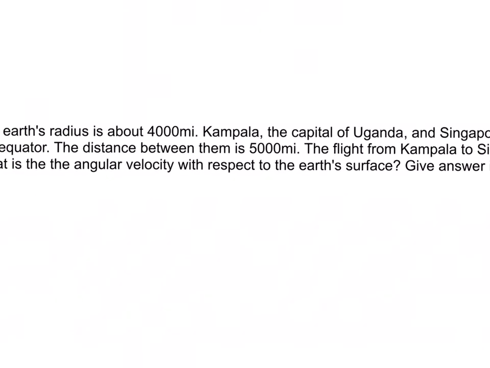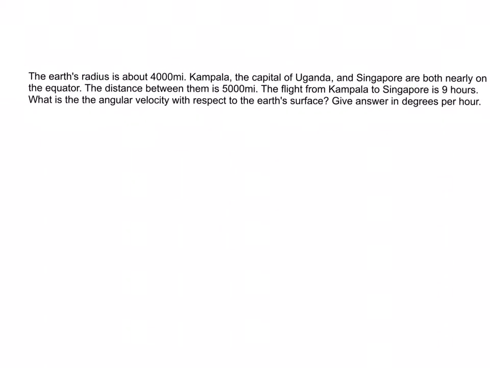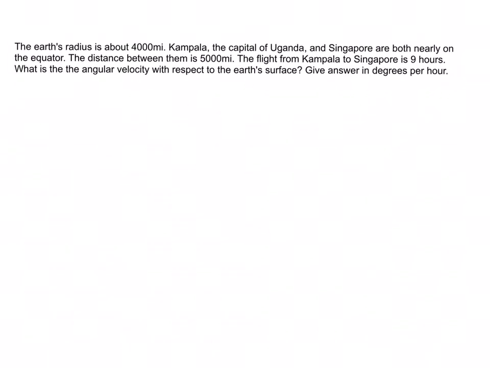Today we got this problem. It says the Earth's radius is about 4,000 miles. Kampala, the capital of Uganda, and Singapore are both nearly on the equator. The distance between them is 5,000 miles. The flight from Kampala to Singapore is 9 hours. What is the angular velocity with respect to the Earth's surface? Give answer in degrees per hour.